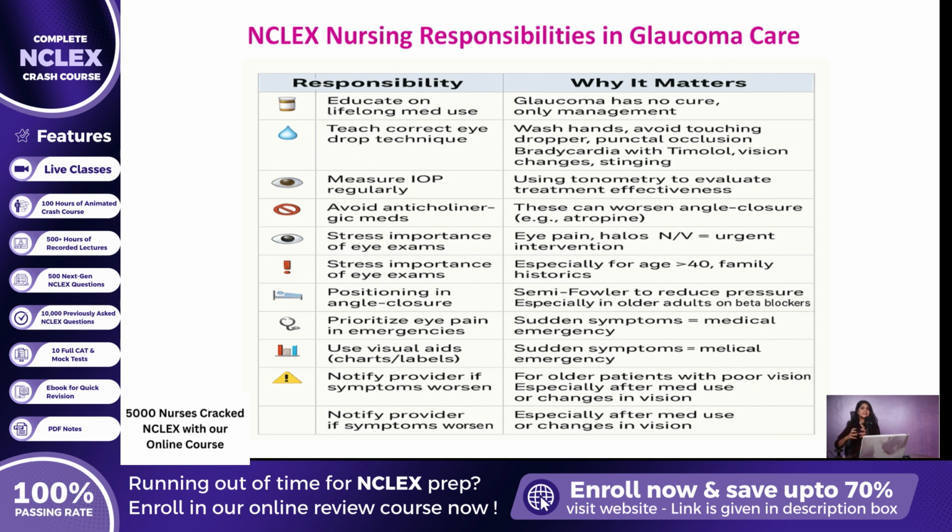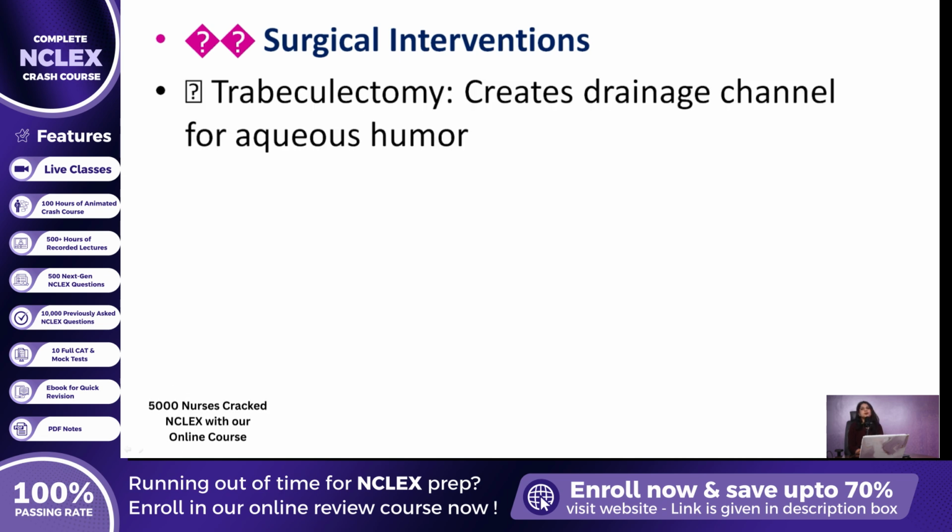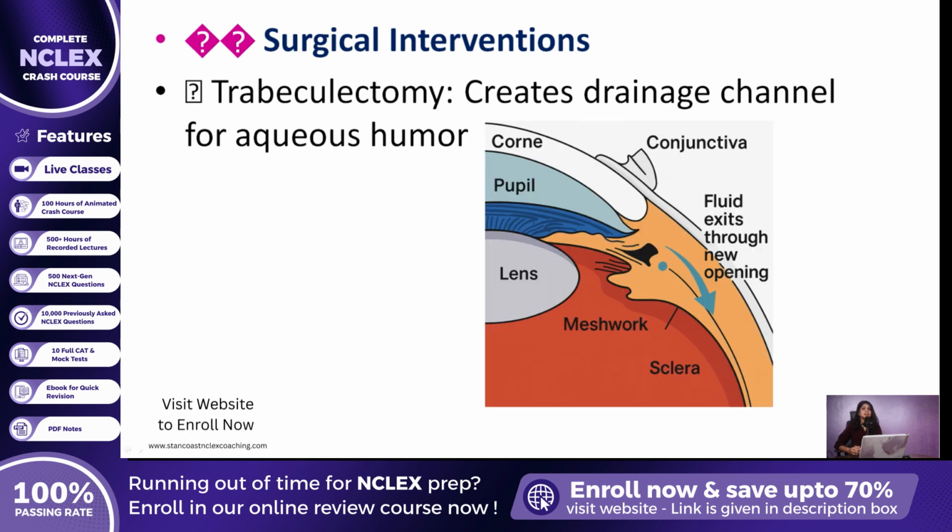Now that we've covered the basics of glaucoma and its underlying pathophysiology, let's take a closer look at the surgical interventions used when medication and less invasive options are no longer effective in managing intraocular pressure. Let's begin with the first procedure, known as a trabeculectomy. In this surgical approach, the goal is to create a new drainage channel for aqueous humor. This channel helps divert fluid away from the natural, but now blocked, outflow pathway, ultimately reducing intraocular pressure and protecting the optic nerve from further damage.